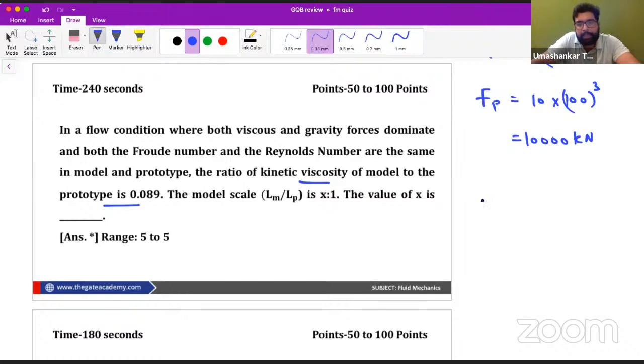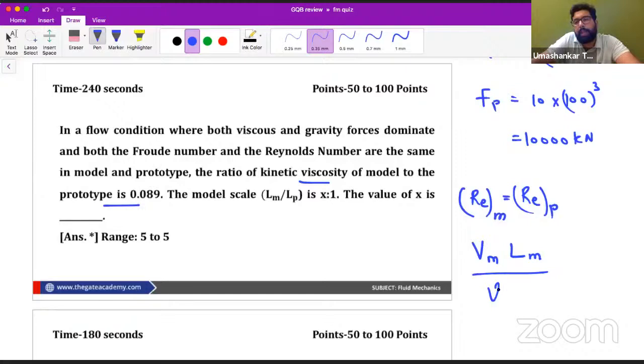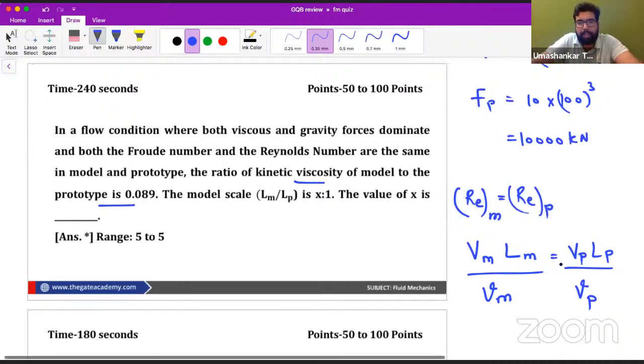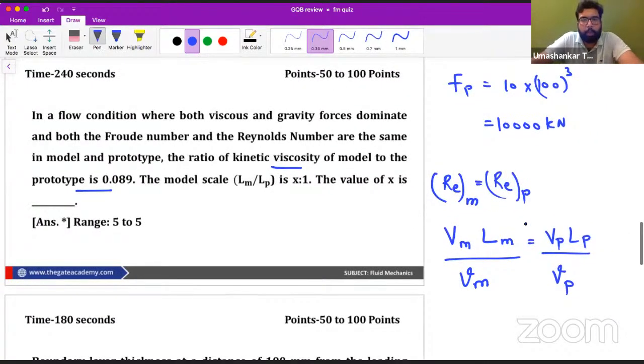So, beta, in this both the Reynolds number and Froude number are the same. That means the Reynolds number of model and Reynolds number of prototype are the same. Now we know the Reynolds number of the model is velocity of model, dimension of model divided by kinematic viscosity of model. Similarly, for the prototype it is Vp Lp upon kinematic viscosity of the prototype. They are saying the Reynolds number is the same, so we can write it like this.